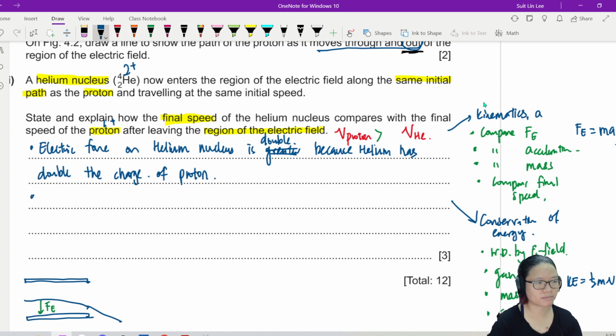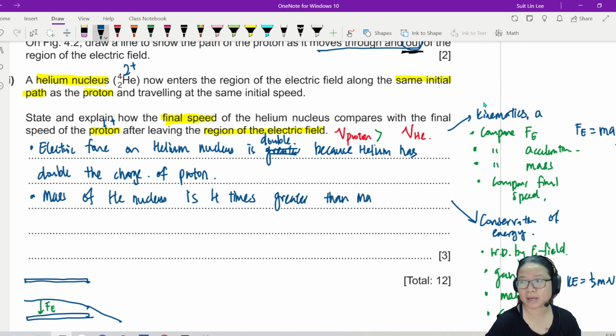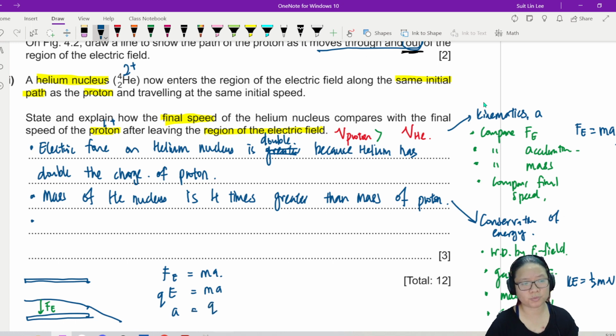Okay, what about the mass? Helium is 4 times heavier. So the mass of the helium nucleus is 4 times greater than the mass of proton. So which one will have a larger acceleration? Electric force is equal to ma. This electric force can be written as QE is equal to ma. Right? So a, acceleration, will be QE over m.